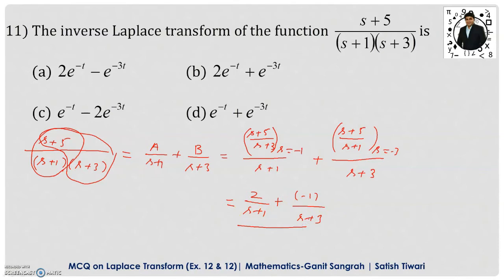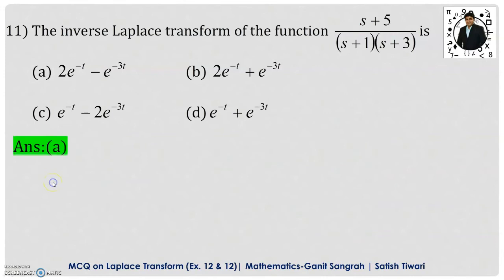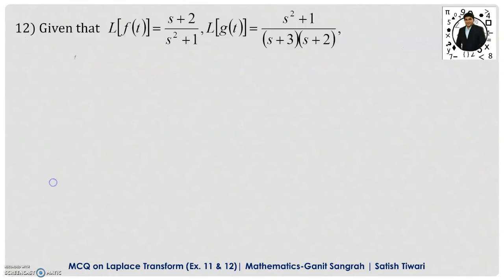Now it is very easy to find the inverse for this. For 2 upon s+1, the 2 is constant, and the inverse Laplace transform of 1 upon s+1 is e to the power minus t by the formula. Then minus, for s+3 the inverse Laplace transform is e to the power minus 3t. Now tell me which option is correct here? Yes, it is A.